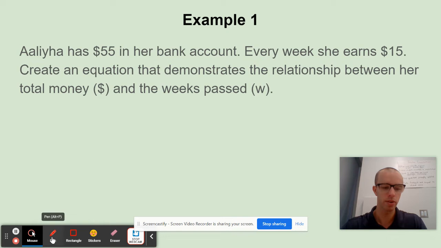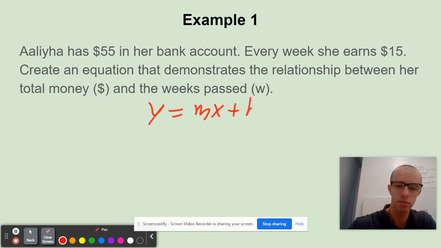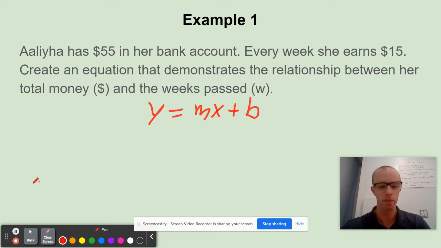So let's just jump into it. My first question says, Aaliyah has $55 in her bank account. Every week she earns $15. Create an equation that demonstrates the relationship between her total money, $, and the weeks past, W. So we're representing her total money with this variable, $, and we're representing the total weeks past with this variable, W. Well, for simplicity, we know all our equations today are going to be in y equals mx plus b format. So every time I'm going to write that on my paper.